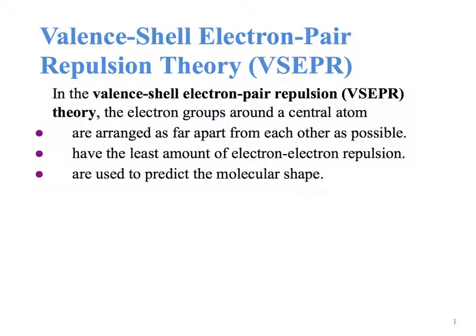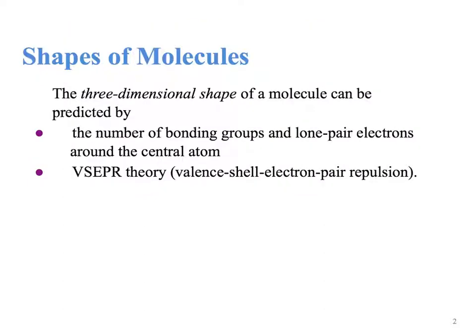In the valence shell electron pair repulsion theory, the electrons around the central atom are arranged in a way that the electrons that are not bonded occupy the maximum amount of space to avoid the repulsion. So, based on this, we have what is called the shape of the molecules, and this is like a three-dimensional shape. And then, depending on the bonding and non-bonding groups around the central atom, we can predict the shape of the molecule.